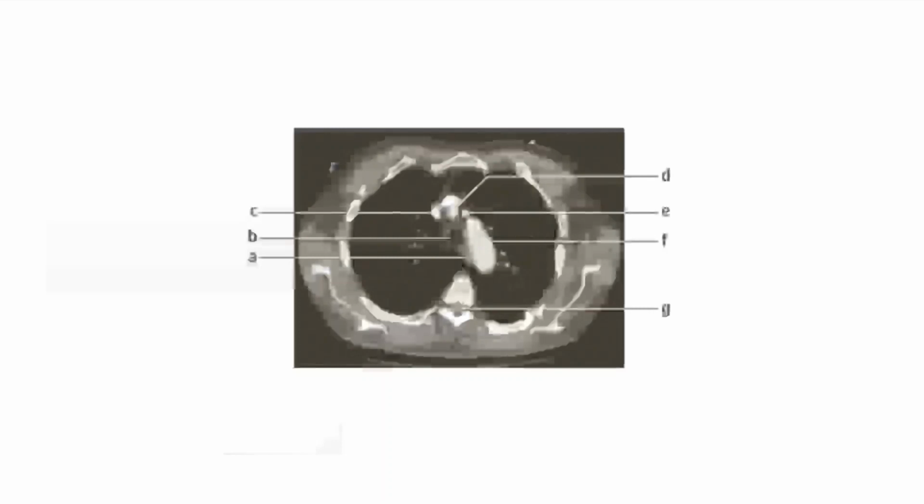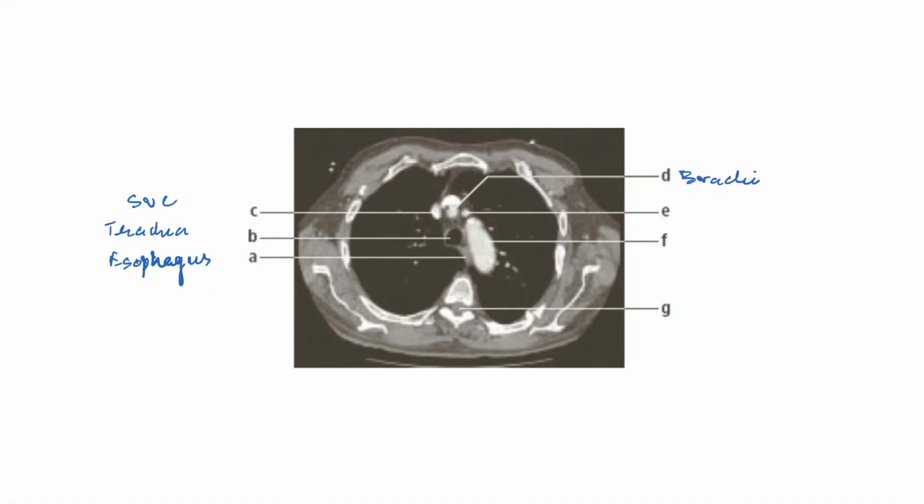Now let us mark the structures in this CT scan. A is esophagus, B is trachea, C is superior vena cava, D is brachiocephalic artery, E is left common carotid artery, F is aortic arch, G is thoracic spinal cord.